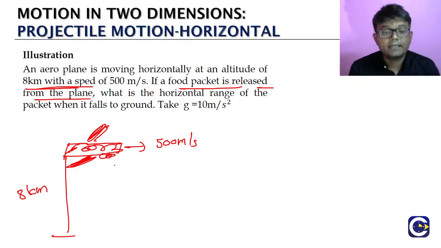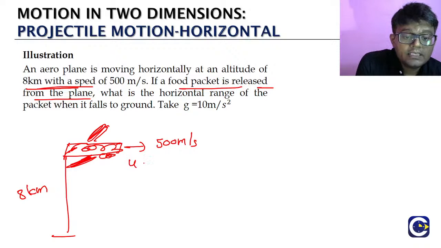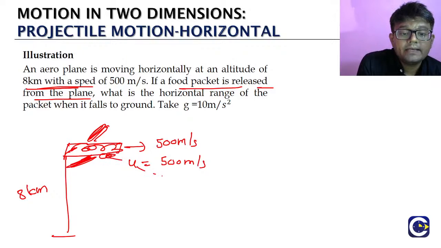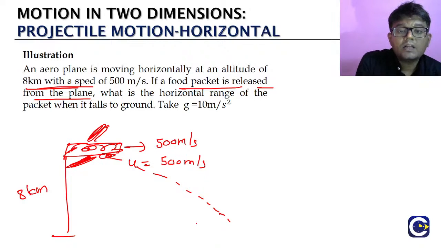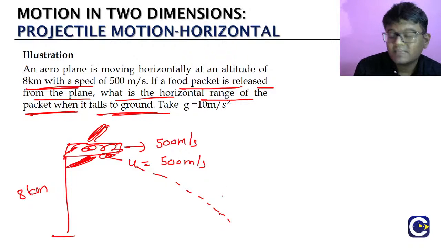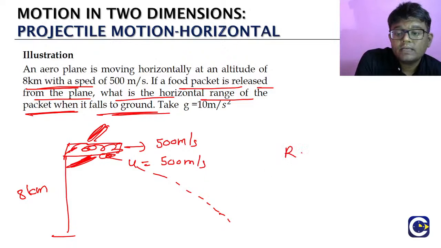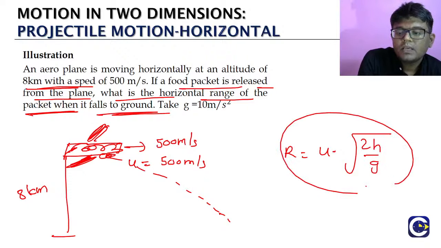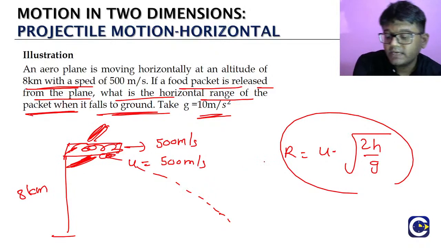Remember, if you release an object, the initial velocity of that food packet is going to be 500 meters per second, and the food packet is going to travel in a horizontal projectile motion. What is the horizontal range of the packet when it falls to the ground? It's a straight, formula question. If you remember the formula, you can answer straight away. The range value is u into root of 2h by g. Here they are saying take g as 10 meter per second square. It might help us.